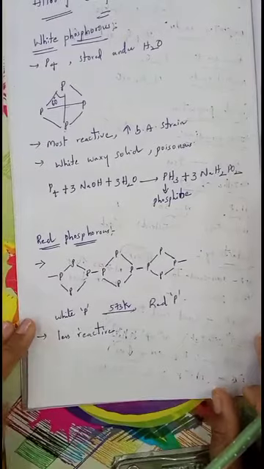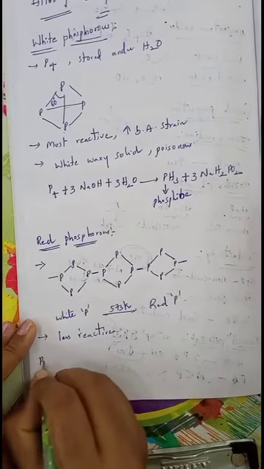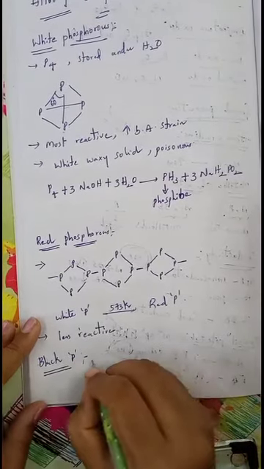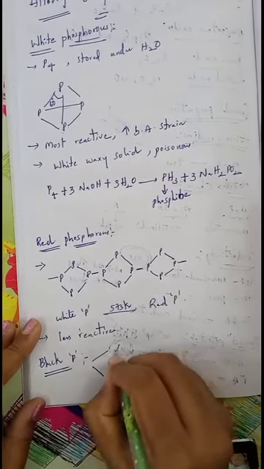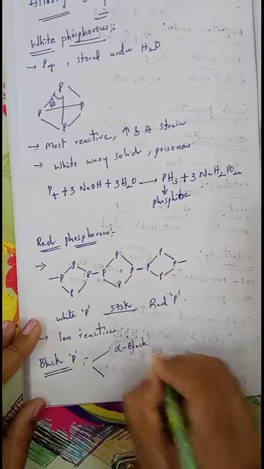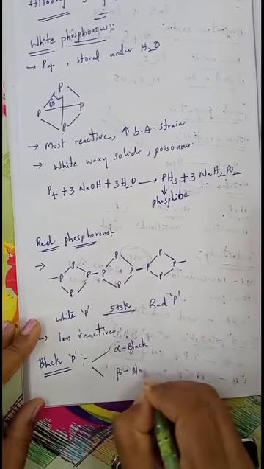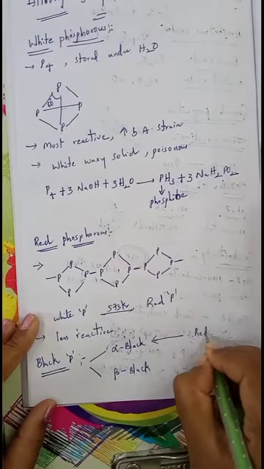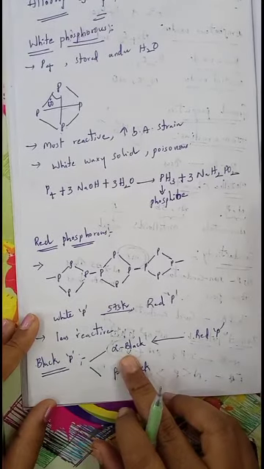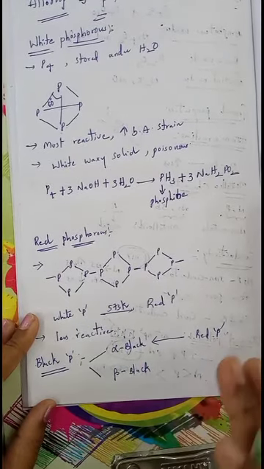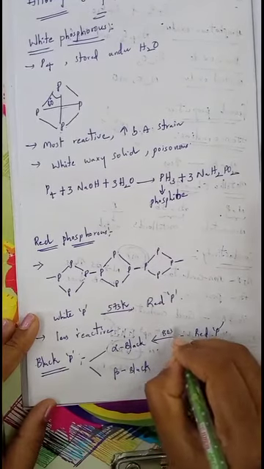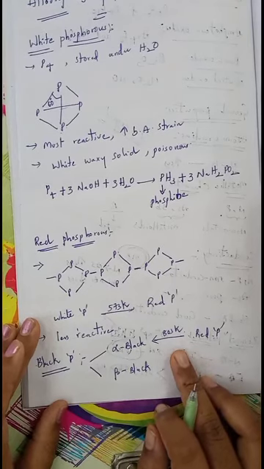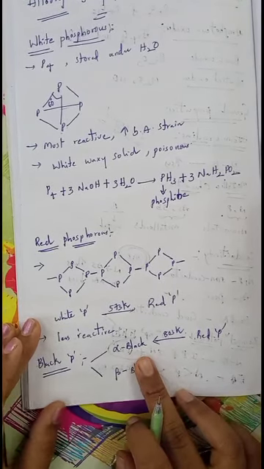The next allotropic form of phosphorus is black phosphorus. Black phosphorus can exist in two important forms: alpha black phosphorus and beta black phosphorus. Alpha black phosphorus is obtained from red phosphorus. Whenever red phosphorus is heated in a sealed tube at 803 Kelvin, it can be converted into alpha black phosphorus.